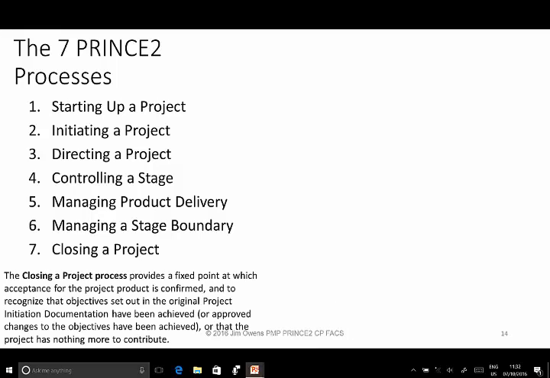And finally, process number 7, the closing a project process. The closing a project process provides a fixed point at which acceptance of the project product is confirmed, and to recognise the objectives set out in the original project initiation document which have been achieved, or approve changes to the objectives, or that the project has nothing more to contribute.